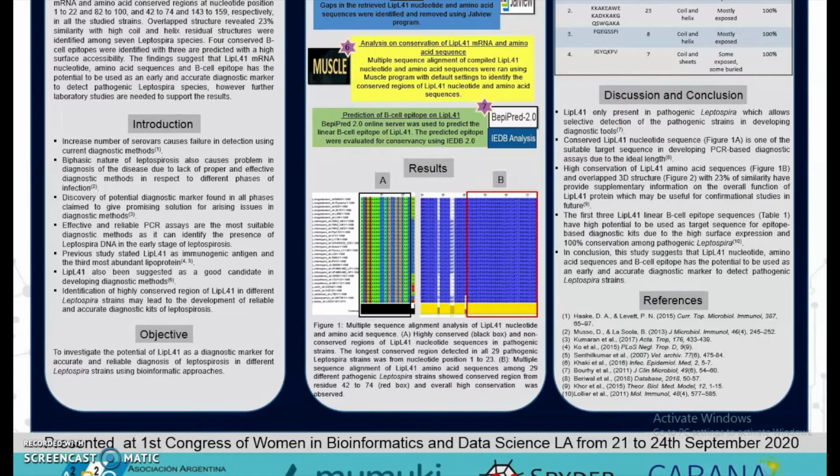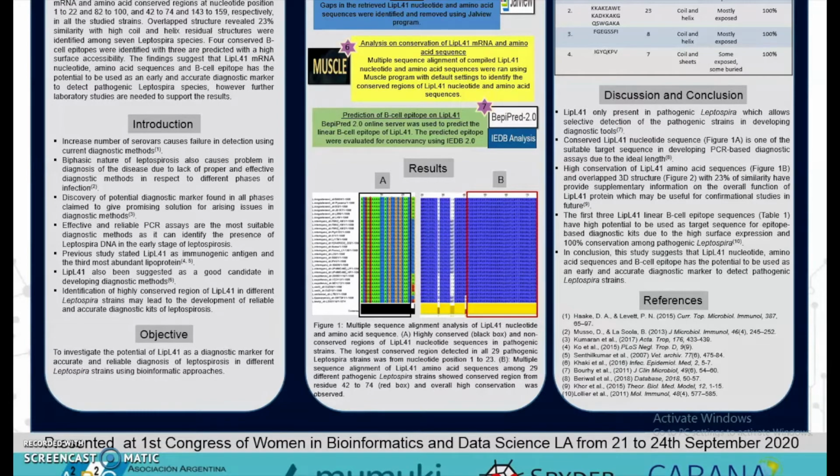So, previous studies have conducted and identified that effective and reliable PCR assays are the most suitable diagnostic method, as it can identify the presence of Leptospira bacteria even in the early phase of infection. The previous study also stated LipL41 is one of the immunogenic antigens and has been suggested as one of the good candidates in developing diagnostic methods. So identification of highly conserved region of LipL41 will lead to development of reliable and accurate diagnostic kits of leptospirosis.